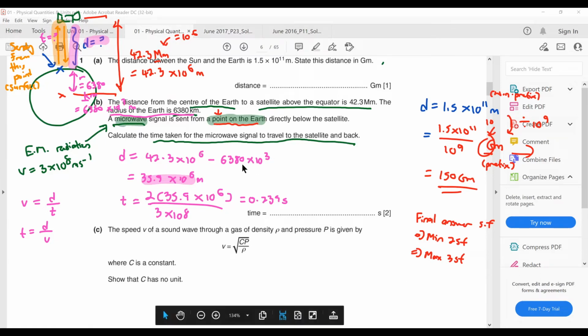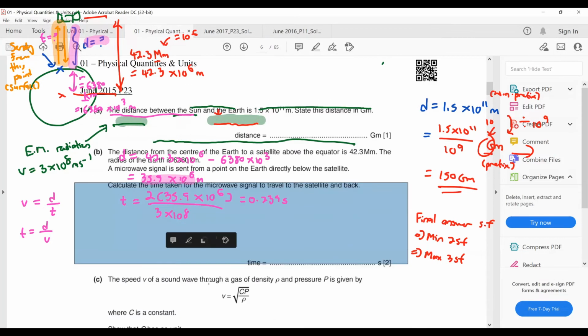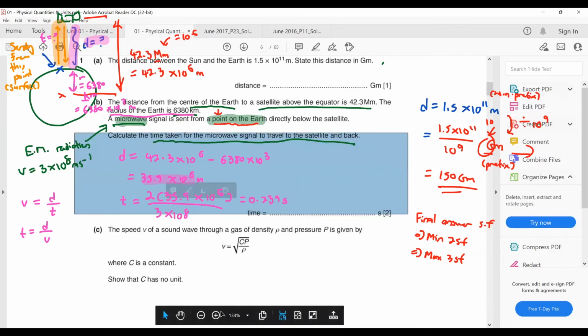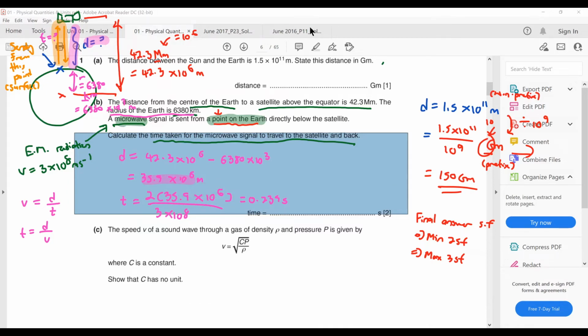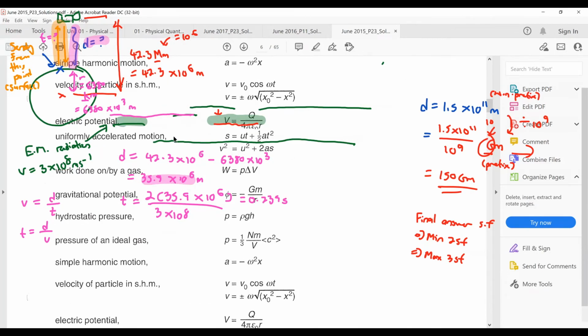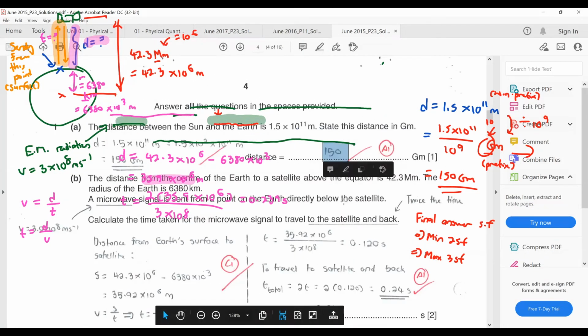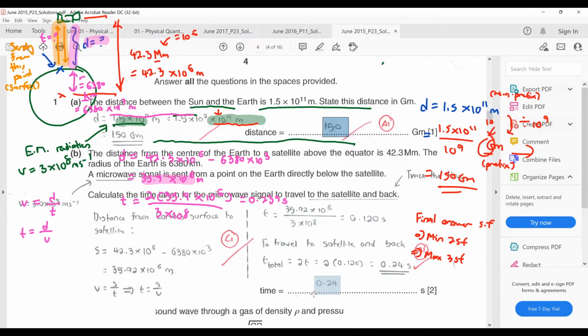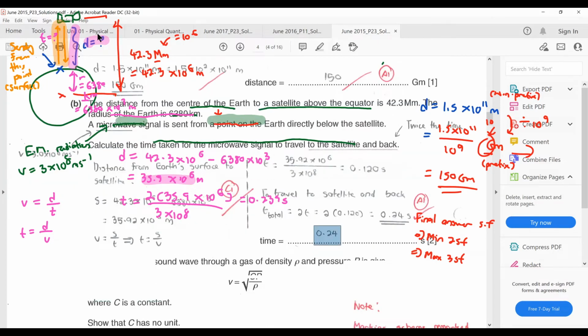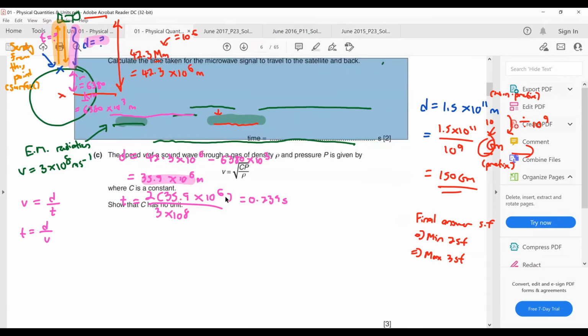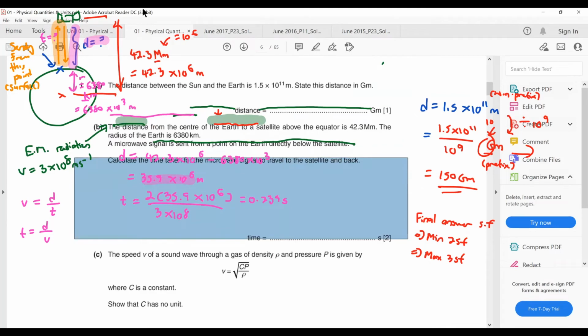So let me check the answer. Region 15P23, question 1. Yeah, 150 gigameter and then 0.24 seconds, or 0.239 seconds from what you found here. All right. Then after that, if you're okay with that, then you have part C, right? So are you okay with part B?